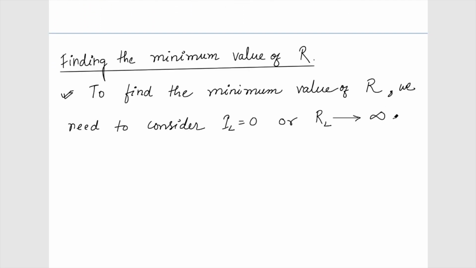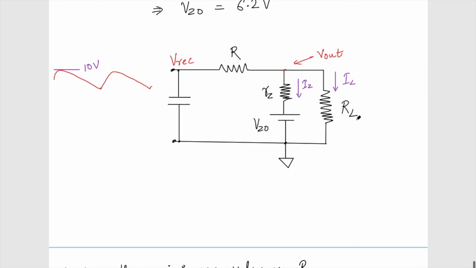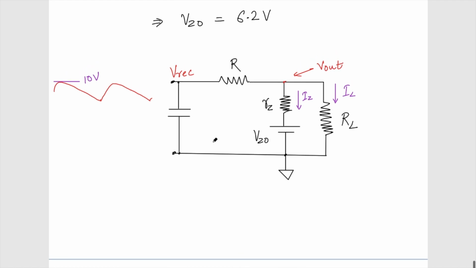So to find the minimum value of R, we need to consider that the load current is 0, or RL is infinite. That means I have not connected any load. The other thing is the current through this will be maximum when this Vrect is at its peak value. Here, of course, the current will become smaller, but when this is at the maximum, this IZ is going to be maximum.